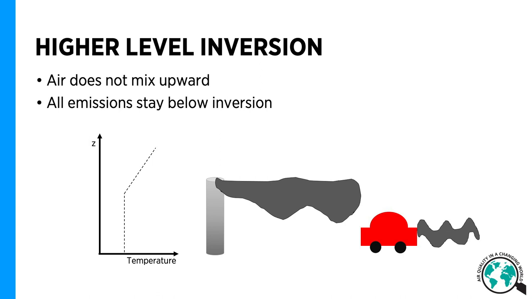These examples show how the atmospheric stability impacts the dispersion of air pollutant emission, and at the same time, how it matters whether the emission is at the ground level or elevated level.